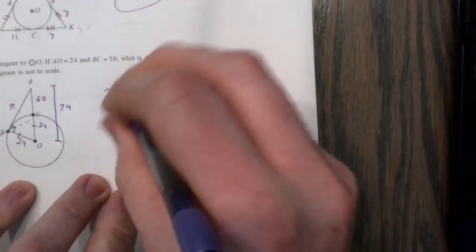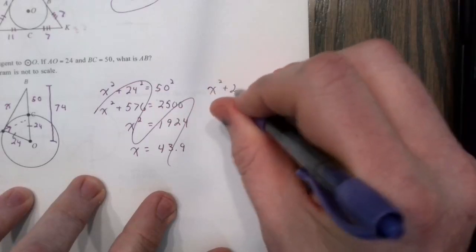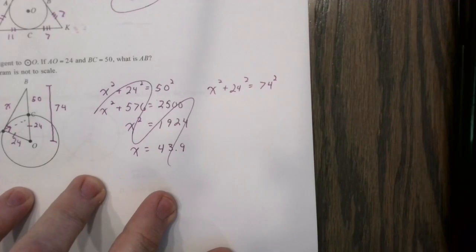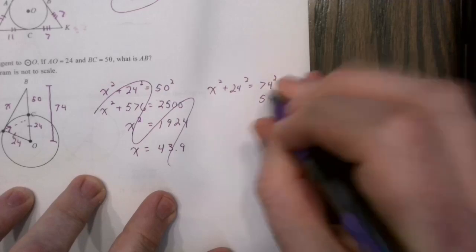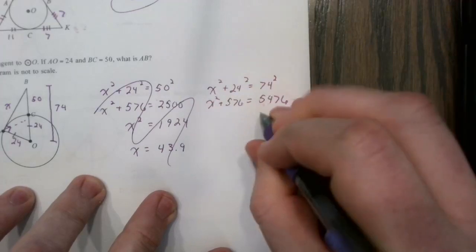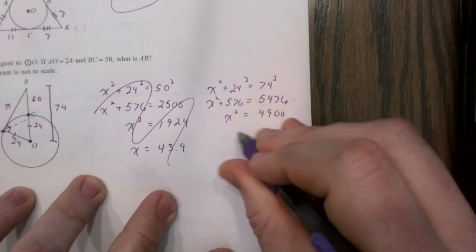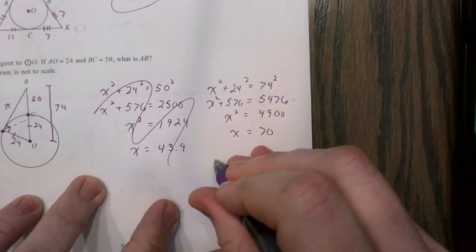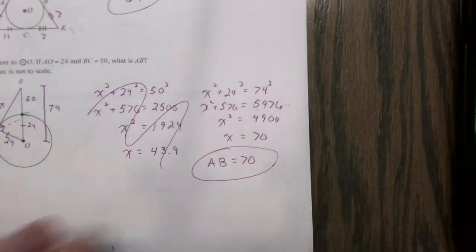Forgive me. This should have been 74. Let's try that again. Ignore this. X squared plus 24 squared equals 74 squared. That's better. So 74 squared is 5,476. There we go. That's much better. This is 576. I'll subtract 576. I get x squared equals 4,900. I'll take the square root. X equals 70. My apologies. So we know here that AB is equal to 70. Sorry about that.